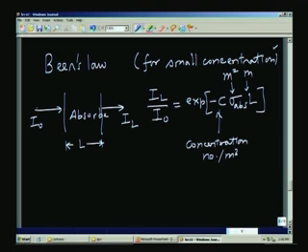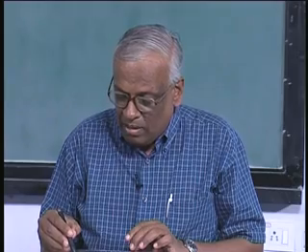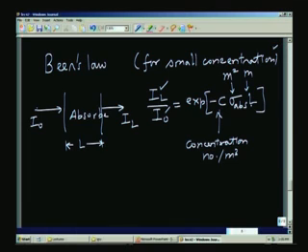So, Beer's law states that I_L by I naught, the ratio of the emerging intensity to the incident intensity, is e to the power of minus C sigma absorption L. C is the concentration in numbers per meter cube of the particular species I am interested in. Sigma absorption is the absorption cross section, and L is the length of the passage through the medium. In fact, I have to add something else to the sigma absorption.